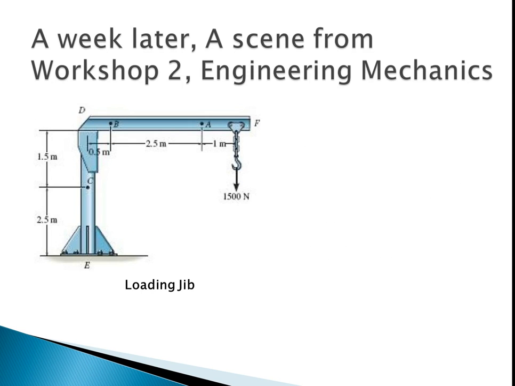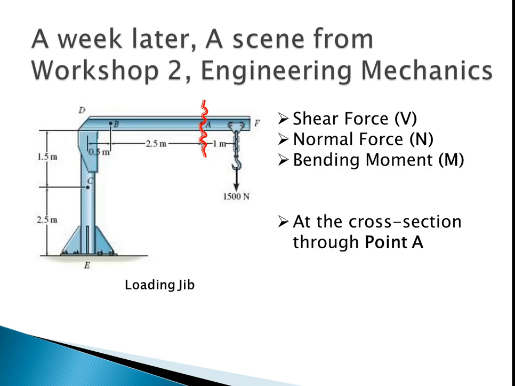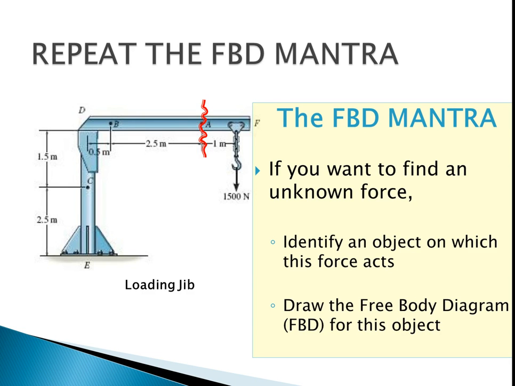A week later, in workshop 2, the students are shown this picture of a loading jib. For this jib, they have to calculate the internal shear force V, normal force N, and the bending moment M at the cross section through point A. To help the students, all that I do is repeat the FBD mantra. If you want to find an unknown force, identify an object on which this force acts. Draw the FBD for this object.